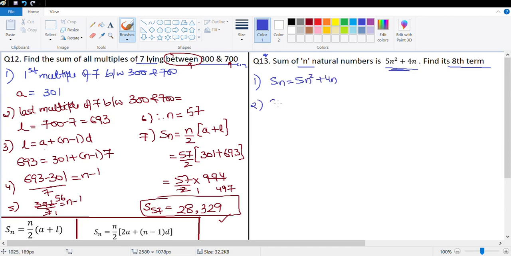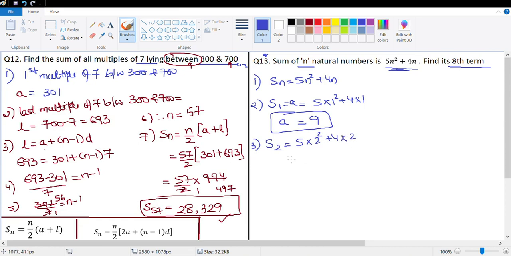Now let's calculate the sum of one term, which will basically be the first term. This will be 5 times 1 square plus 4 times 1. In this case, 5 plus 4, that's equal to 9. So the value of A is equal to 9. Let's calculate the sum of two terms. That will be 5 into 2 square plus 4 into 2. That's 5 into 4, 20, plus 2 into 4, 8. So sum of two terms is equal to 28.